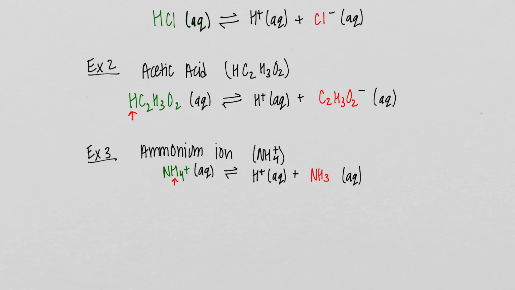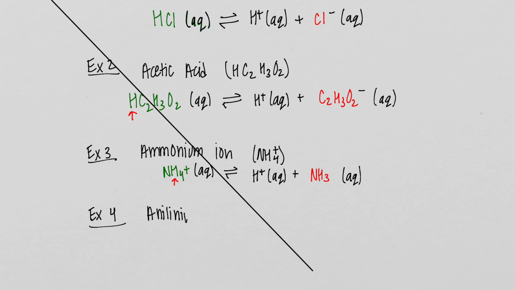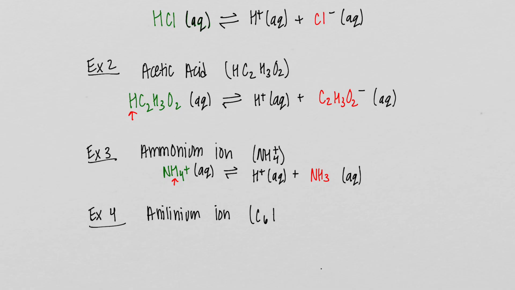And last, example 4. Example 4, let's do the anilinium ion. C6H5NH3 plus.